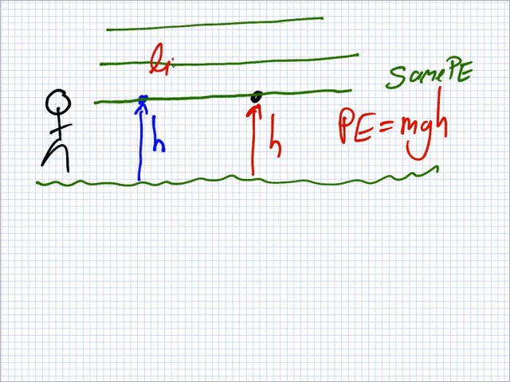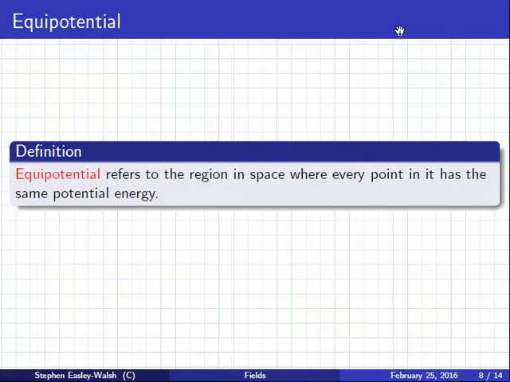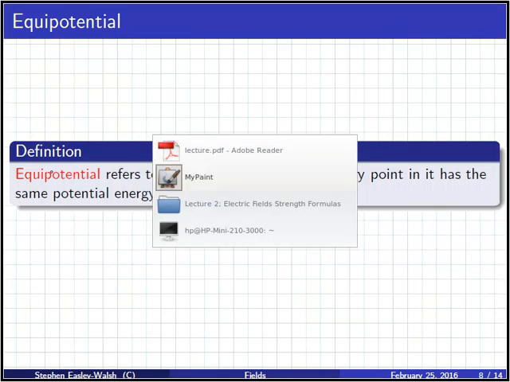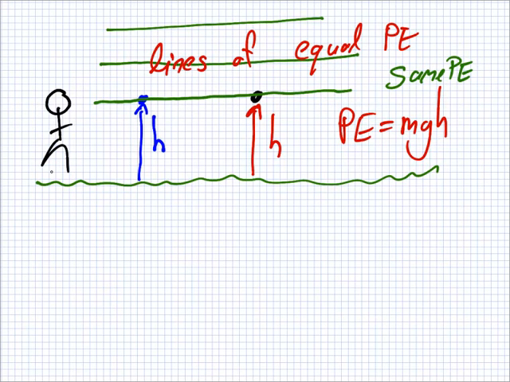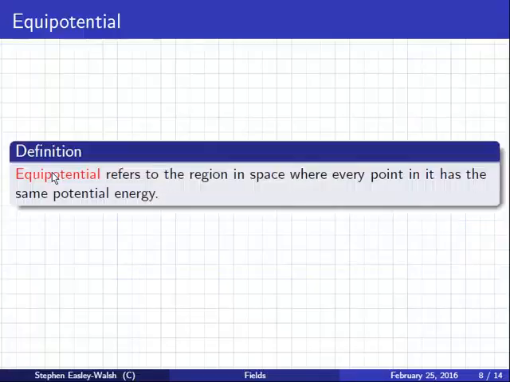These are called the lines of equal potential energy, or the name for it is what we call equipotential. It's where the potential energy is the same. So you need to know this word. Now you can draw that picture to help you remember the meaning of the word. But this is the definition.